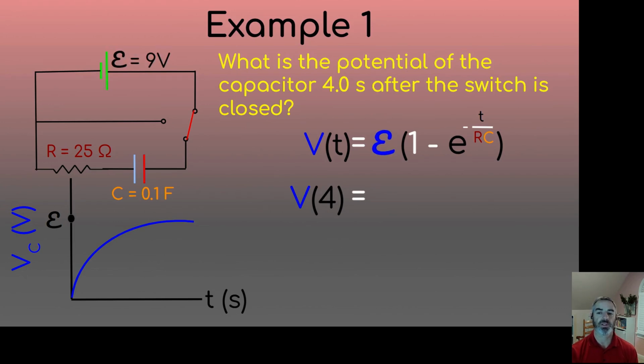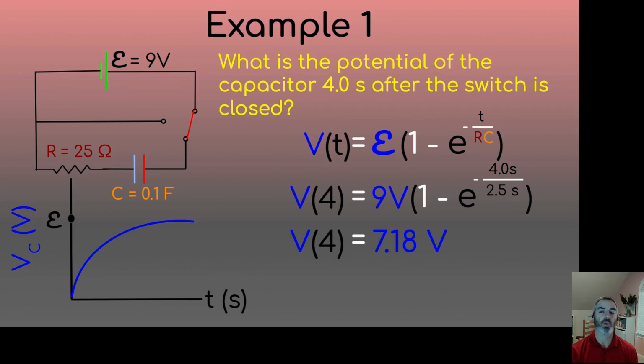And we can substitute in the value for the time, so 1 minus e to the negative 4 seconds over 2.5 seconds. Remember, 2.5 is just R times C. That's going to give us 7.18 volts. And that value is not quite past the second time constant because it's only 4 seconds, but it's past the first time constant, so it's more than 63% charged at 4 seconds.